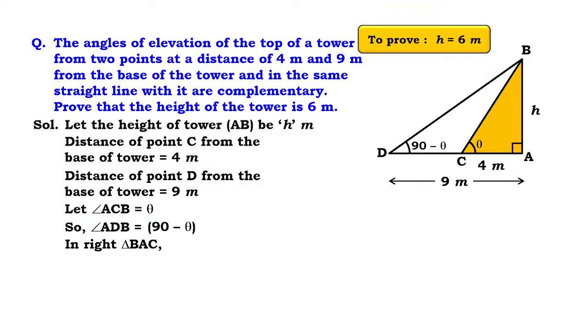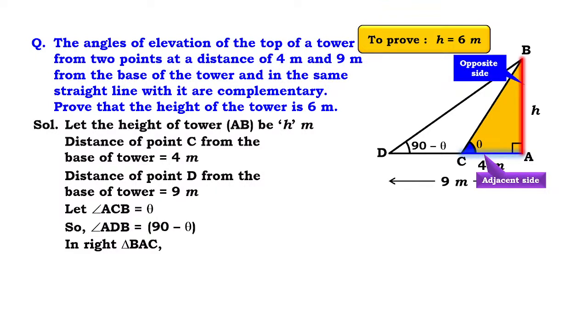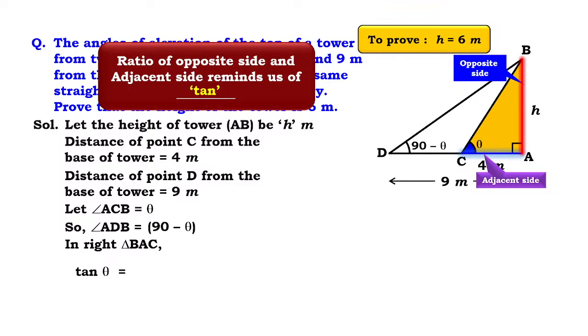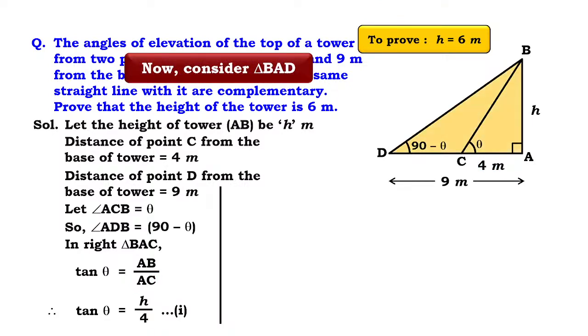ABC. So let us focus on angle BCA, that is theta. What is the opposite side I have? AB. And what is the adjacent side I have? AC. How much is it? 4. So we will use tan theta. So tan theta is equal to AB by AC. What is the value of AB? H. Correct? I don't know it. And what is the value of AC? 4. Okay, keep this as it is.